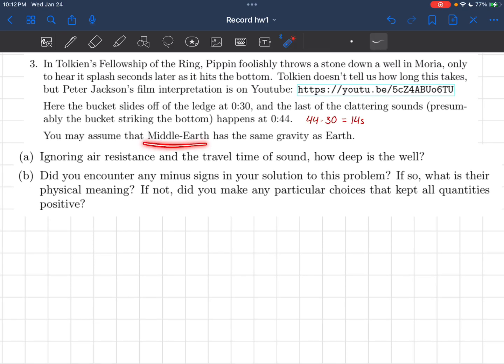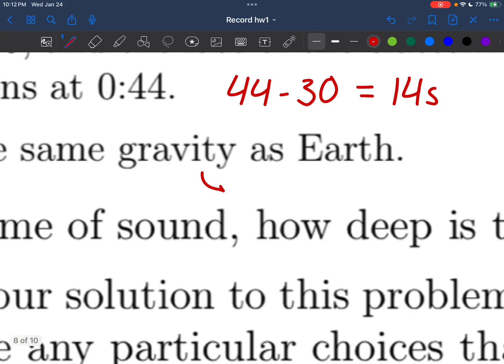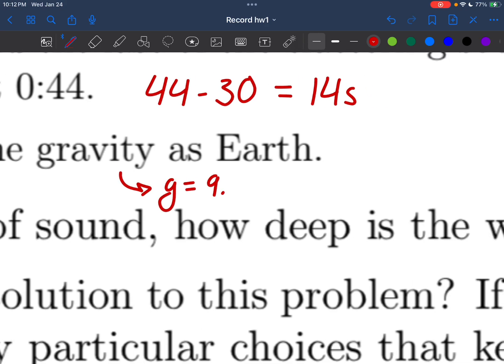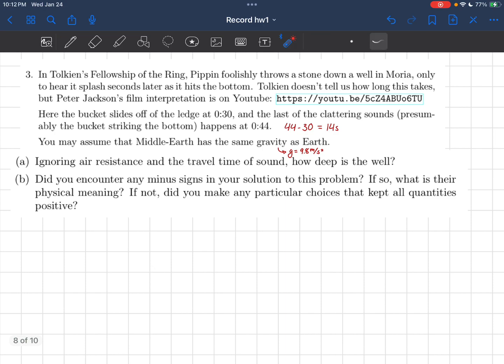We're also assuming that Middle Earth has the same gravity as Earth, which is very convenient. Same gravity means that g has a magnitude of 9.8 meters per second squared. Ignoring air resistance and the travel time of sound, we want to find out how deep the well is.